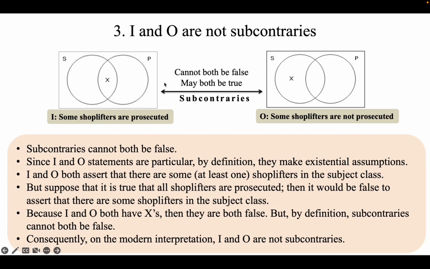But that's a big problem, because I and O, according to the traditional interpretation, are subcontraries, which means that they cannot both be false. But as I just demonstrated, they are both false according to the modern interpretation. Consequently, according to the modern interpretation, this relation goes away. I and O are no longer subcontraries.